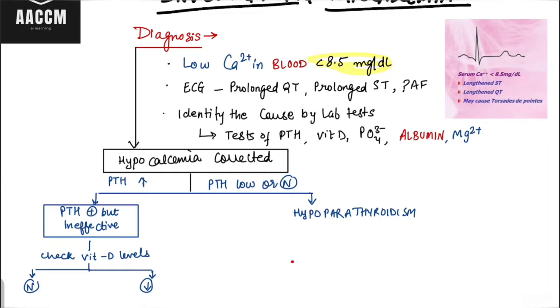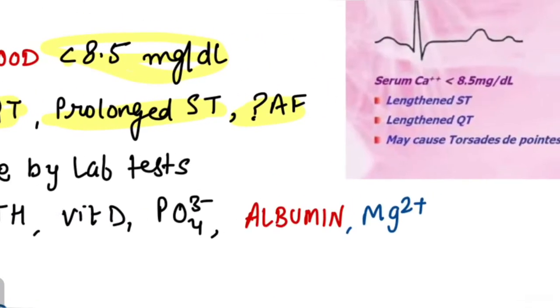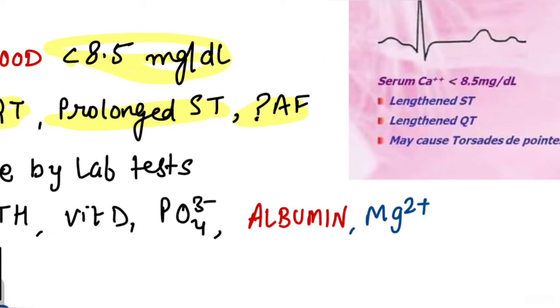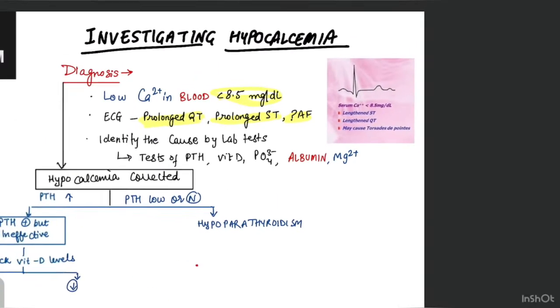You have to check the ECG, which will show a prolonged QT interval and a prolonged ST interval, right? The patient can land up in atrial fibrillation also. You can see here in this very basic ECG rhythm, serum calcium levels are less than 8.5 milligram per deciliter. The ST segment is lengthened, the QT segment is lengthened, and it can lead to, as I told, atrial fibrillation and torsades de pointes.